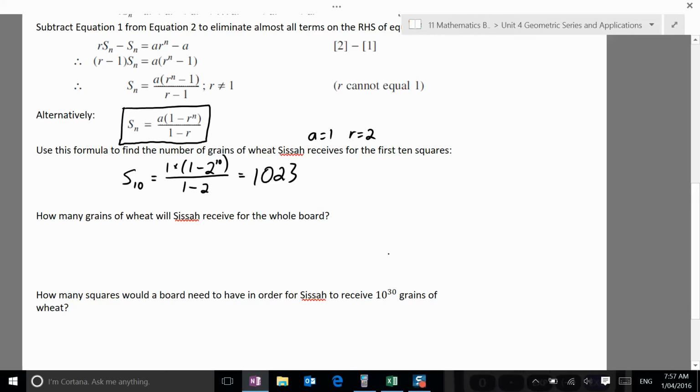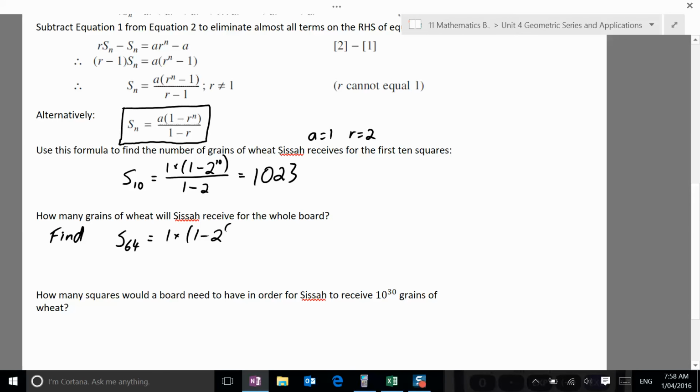What we're really probably wondering in this problem is how many grains of wheat he receives for the whole board. I need a picture of a chessboard on this slide. Yeah, that's our chessboard. There's 64 squares. So we're going to need to find S64, using the same formula.